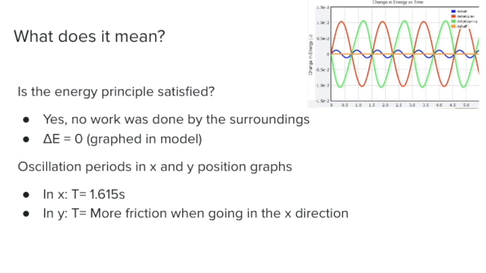Also, we're asked to compare oscillation periods in the x and y position graphs from the tracker, and in x, the oscillation period was 1.615 seconds, while in y, the oscillation period was 1.520 seconds. So the oscillation period was quicker in the y direction, and this can be explained as the system having more friction, and the spring having more friction when going in the x direction, or other forces acting from the surroundings in the real world.